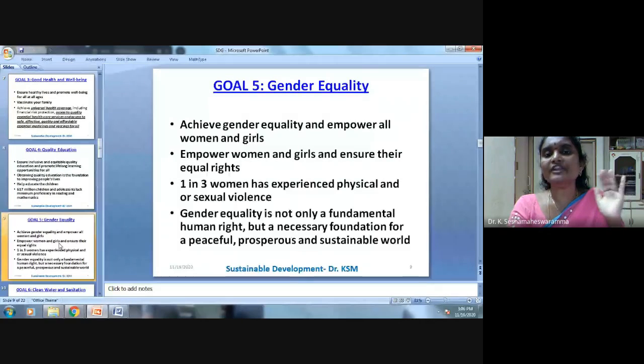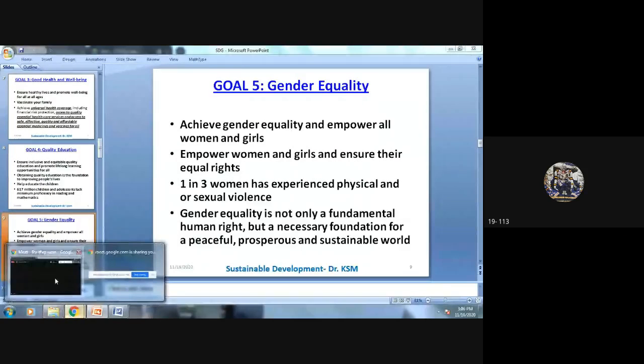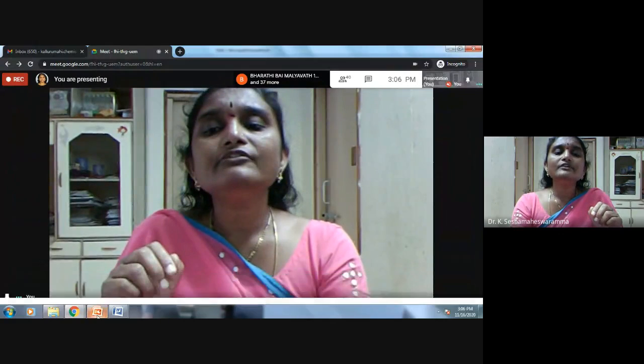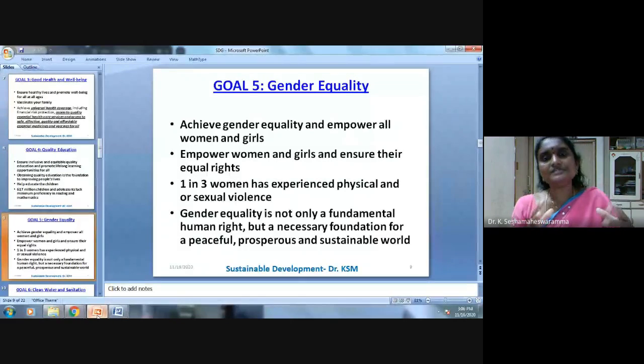Gender equality is not only a fundamental human right. Simply we think we are giving rights to women like that. But a necessary foundation is required in all minds, in all the attitudes of all the people, for a peaceful, prosperous and sustainable world. Otherwise, there is no sustainable world. If there is no equality, ups and downs will come. It's the mandatory thing, a basic human right as well as a fundamental foundation. What is next?